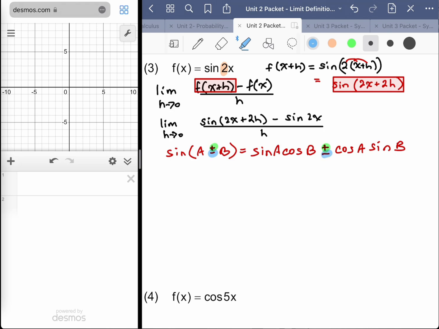So what we want to do is expand sine of 2x plus 2h using this identity.